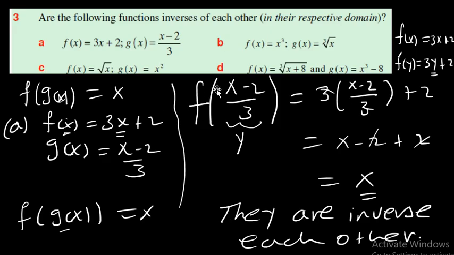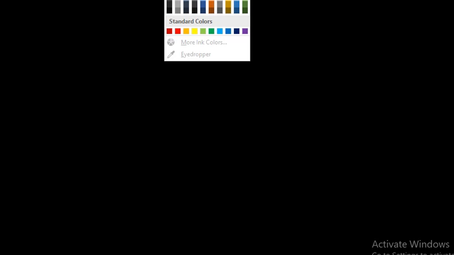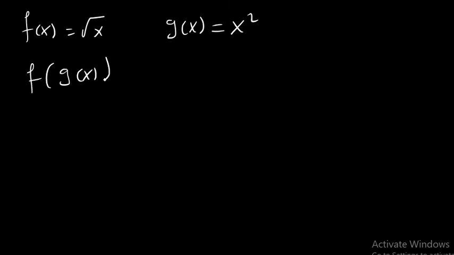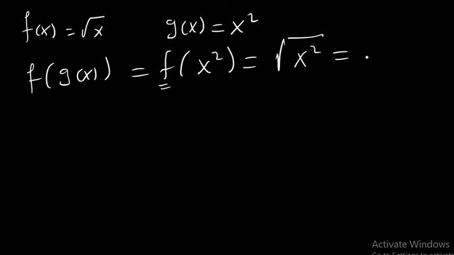Okay, the next one, square root of x and x squared. F of x is equal to square root of x and g of x is equal to x squared. Again, f of g of x is equal to f of what's g of x? X squared. This is the same as the f operator applied to what? Put in the square root. So square root of x squared. Square root of x squared is not directly x.